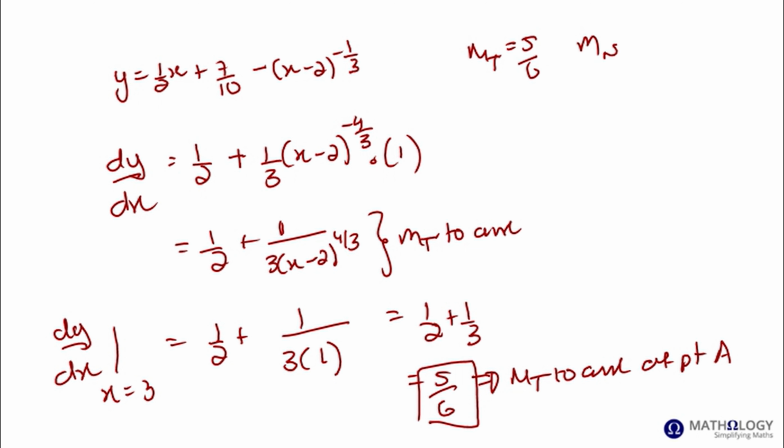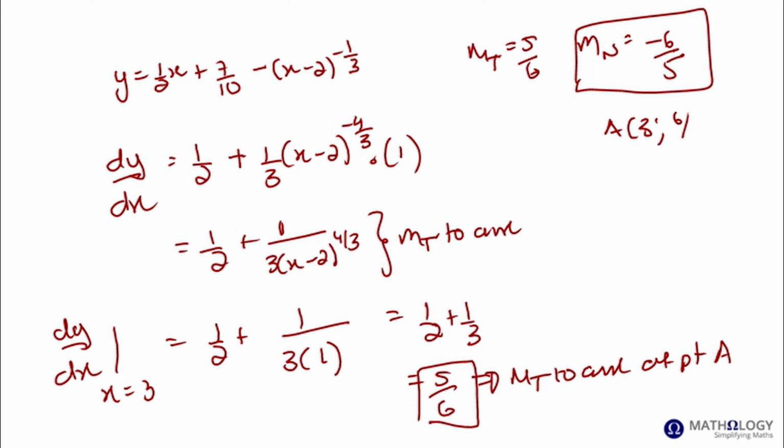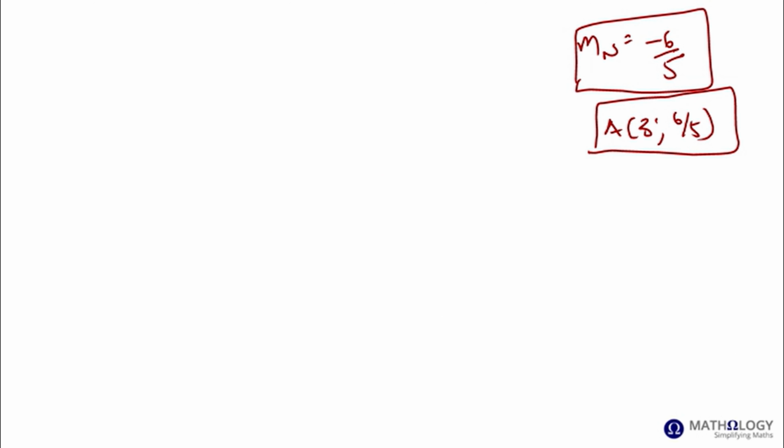So the gradient of the normal is the negative reciprocal of 5 over 6. So the gradient of the normal is minus 6 over 5. We have the gradient of the normal. We have the point A, 3, 6 over 5, the point through which the normal passes through the curve. So we can now determine the equation of the normal.